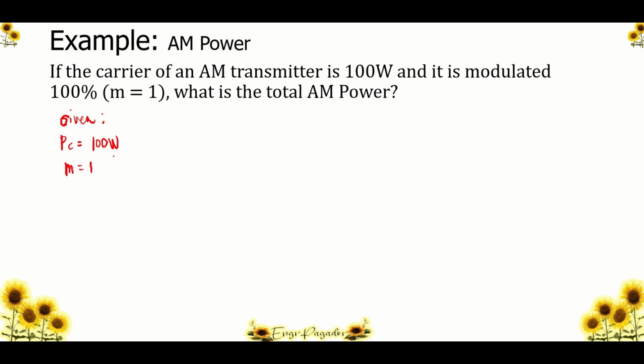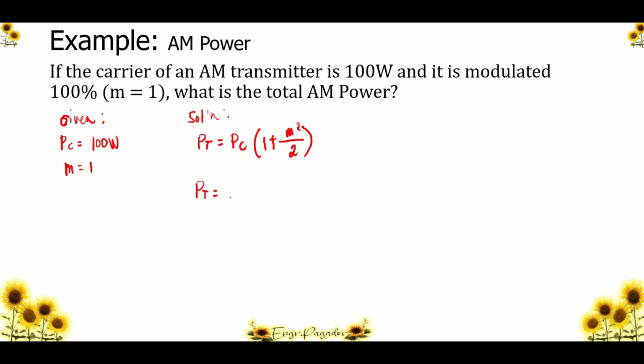Since we are given a modulation index and the carrier power, the formula we will use for PT, the total power, is equal to PC times 1 plus M squared all over 2. What we will do now is substitute these given parameters into our formula.